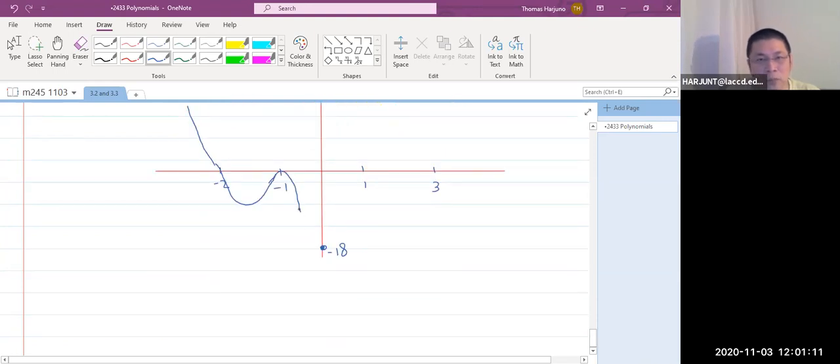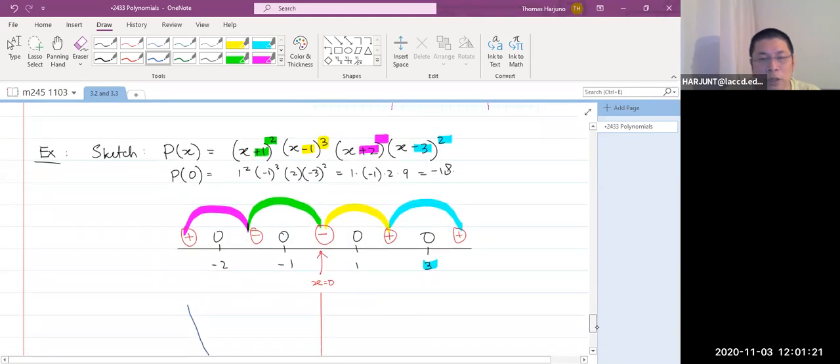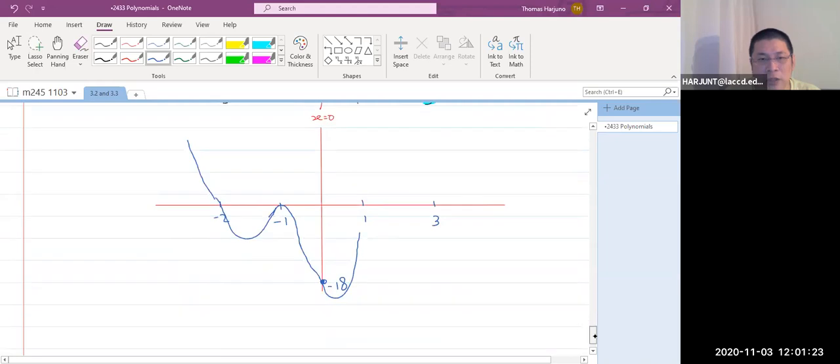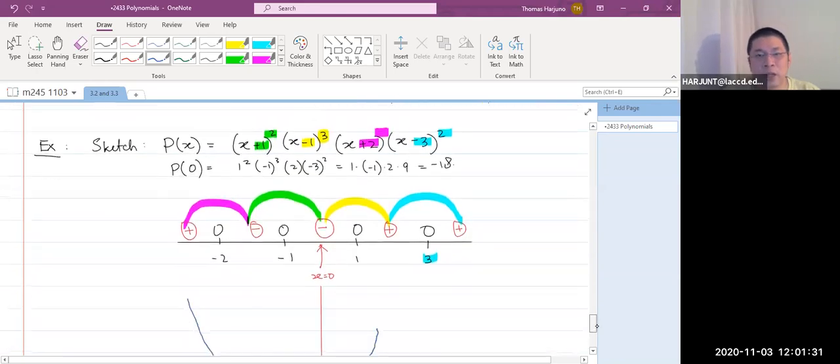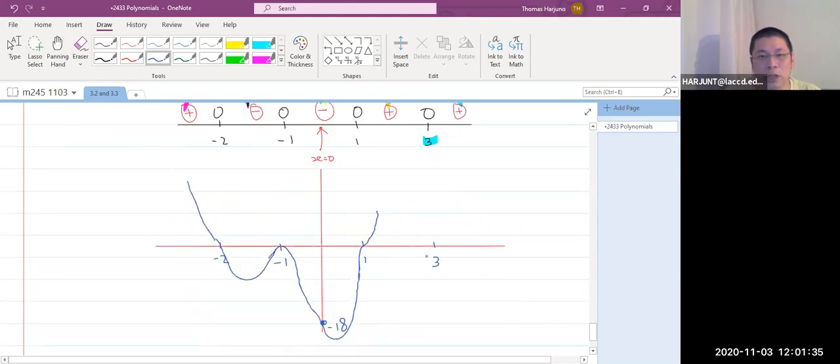Okay, and then I don't know where it turns. It will be coming back here. What happens at 1? At 1, it will cross. In fact, what is the degree? It will cross like an x cubed, so it will cross as an x cubed by terms like this. And then 3 has multiplicity of 2, so it will touch like a degree of 2.